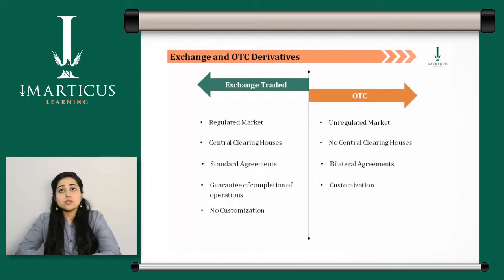Lastly, we see non-standard tailor-made agreements. This is also called customization. All contract terms such as delivery quality, quantity, location, date and prices are negotiable between the two parties. Here, two counterparties can add all the clauses about the expiry date, quantity, product, etc. as mutually agreed upon between them.